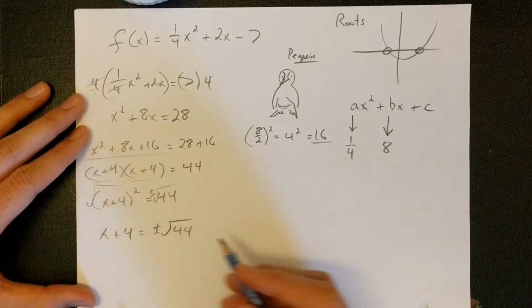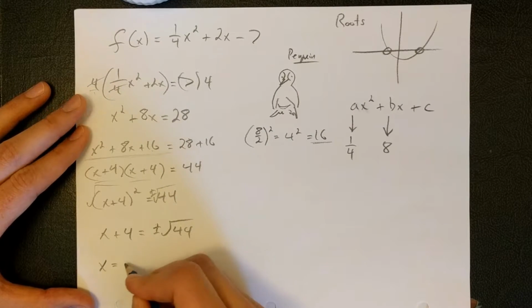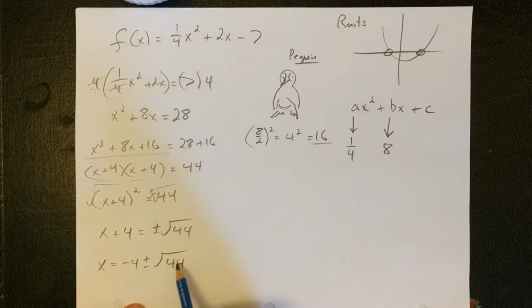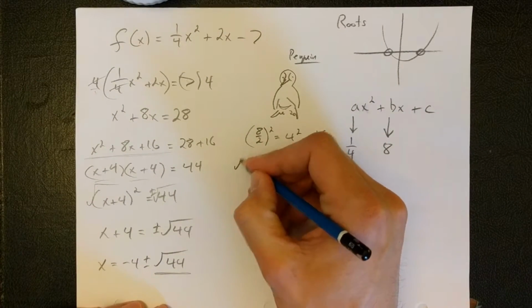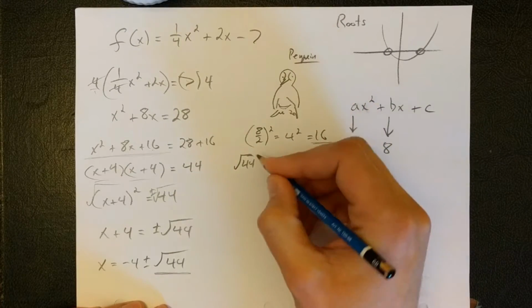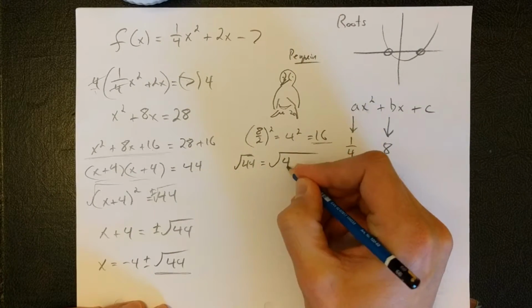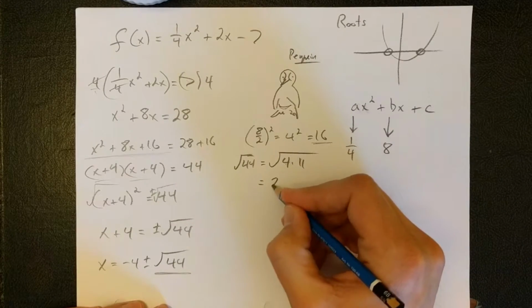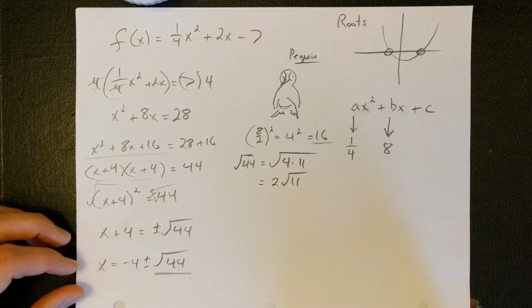Last thing to do is to move that 4 over. So we have x equals -4 plus or minus the square root of 44. We can simplify this bit. We'll do it up here in the side work area. The square root of 44 equals the square root of 4 times 11. And the square root of 4 is just 2. So we have 2 square root of 11.